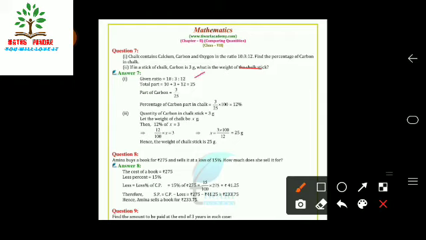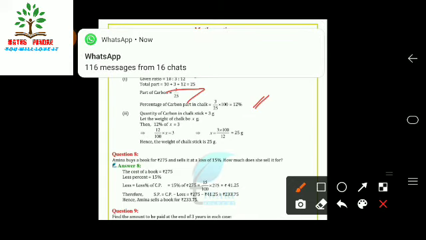So first we'll find the sum of the ratios, which is 10 plus 3 plus 12, which equals 25. So the given ratio is 10:3:12. Now the part of carbon will be 3, so 3 upon 25. The percentage of carbon part in the chalk is 3 upon 25 multiplied by 100, which is equal to 12%.